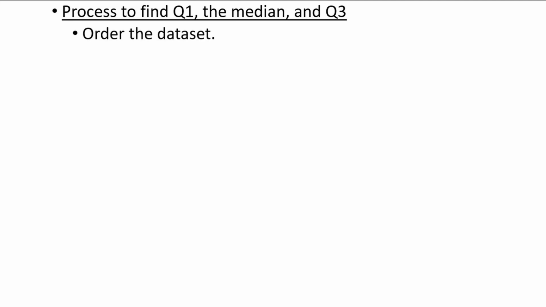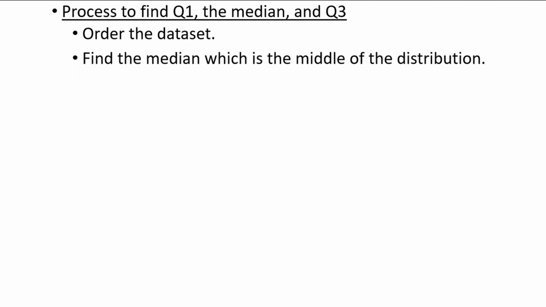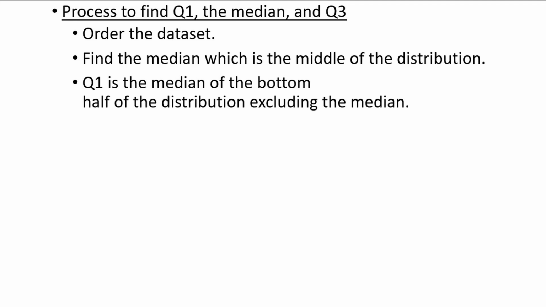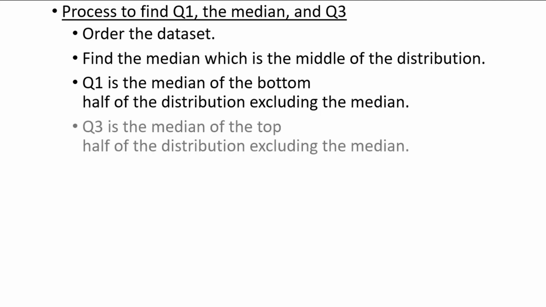First, order the dataset. Then find the median, which is just the value in the middle of the distribution. The first quartile is the median of the bottom half of the distribution, not including the median. The third quartile is the median of the top half of the distribution, also not including the median. If you use percentile formulas for steps 3 and 4, you'll sometimes get slightly different answers.